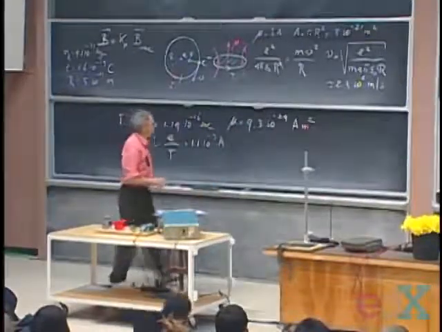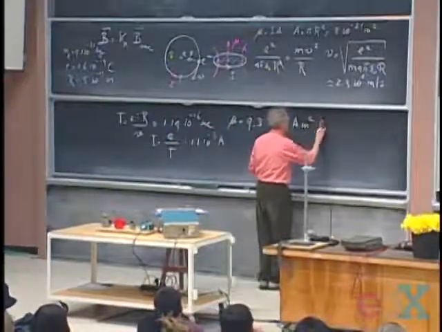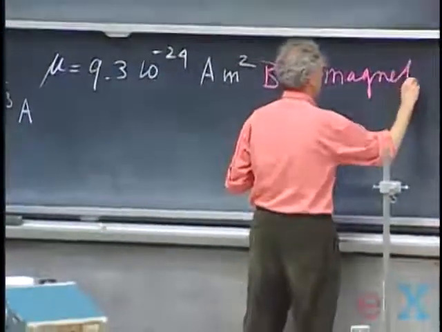And this has a name. This is called the Bohr magneton.